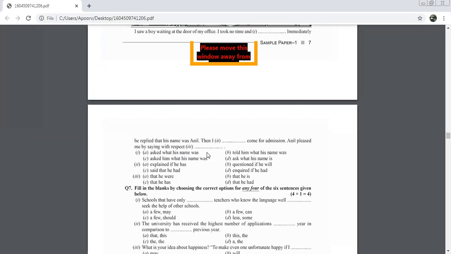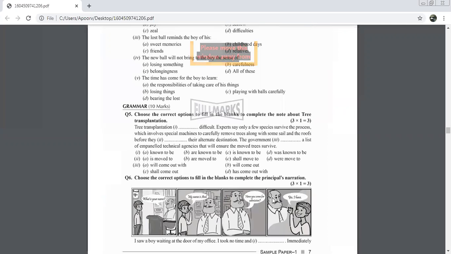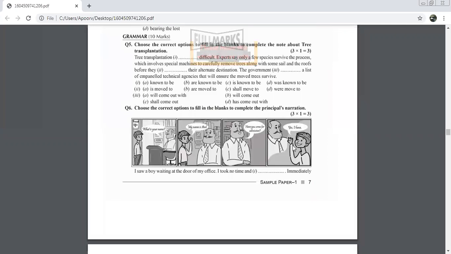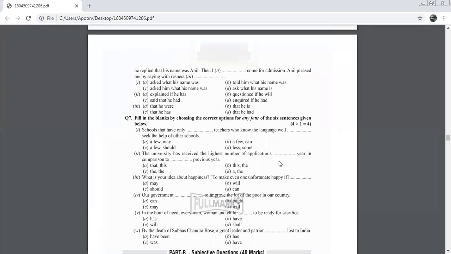Anil pleased me by saying with respect dash. That he has. Option C. Yes, beta. You cannot change the tense for this. So yes, it is written have. Yes, I have. So it is not yes, I has.